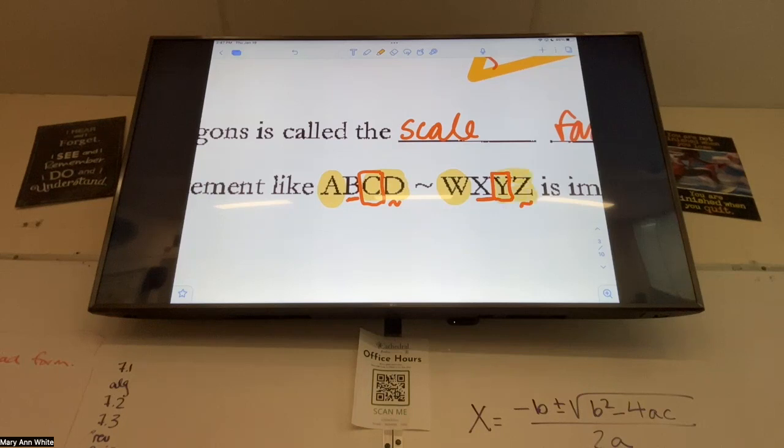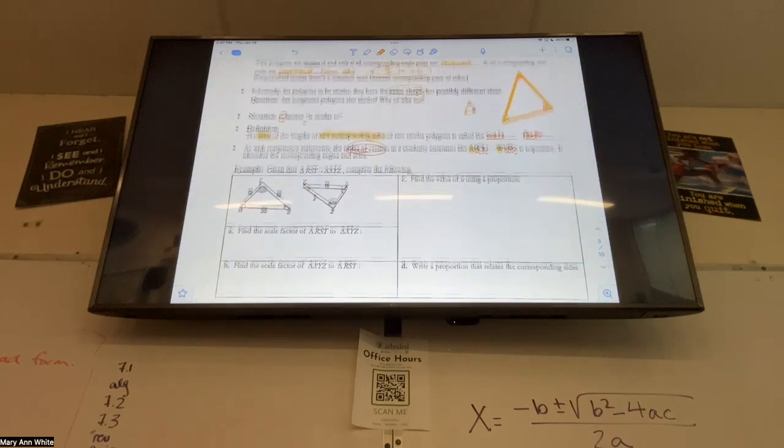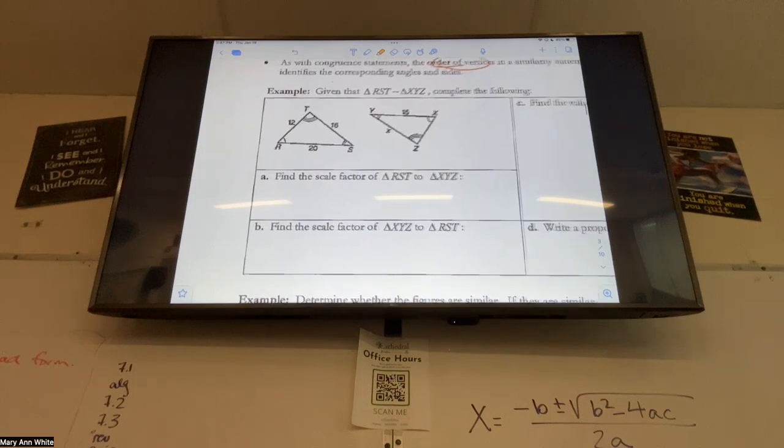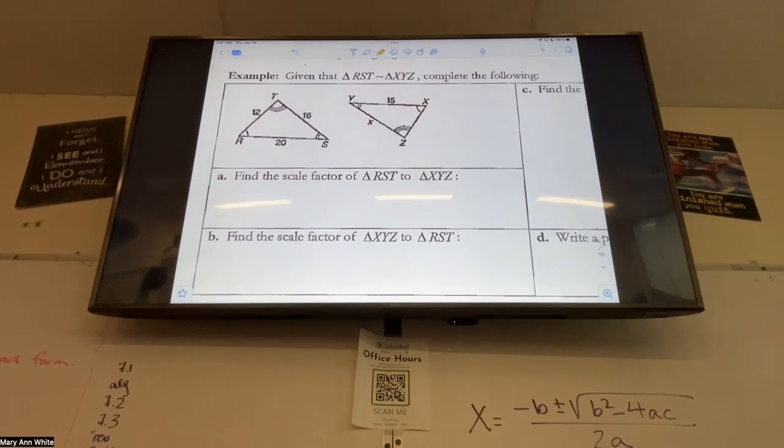YZ, good. And I like that you were intentional saying YZ and not ZY. I need them to match up exactly. All right, so now we're gonna do an example with this first one. It says, given that triangle RST is similar to triangle XYZ, complete the following.